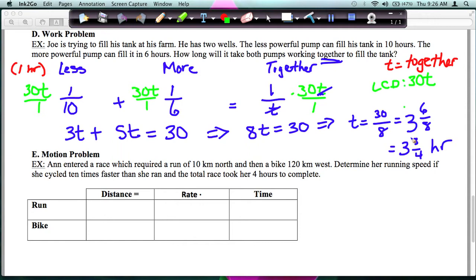So make sure you have units. So you could do 3.75. And that answer makes sense. It is less than the 6, so it'll be much faster if they work together.